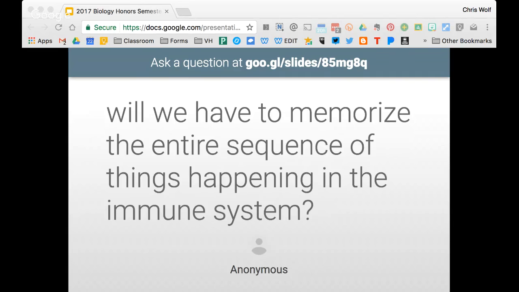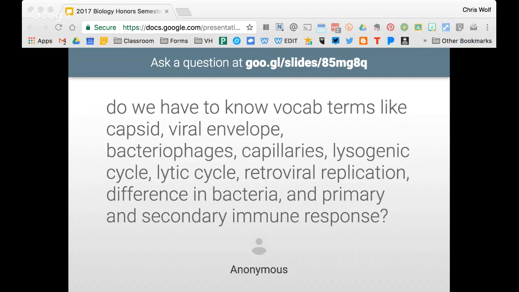This question, do we have to know vocab terms like capsid, viral envelope, bacteriophages, capillaries, lysogenic cycle, lytic, retroviral, difference in bacteria, primary and secondary immune response? Some of those, yes. But the things that deal with the viruses and the bacteria, no. But you should know primary and secondary immune response and how those play into your adaptive immune system.